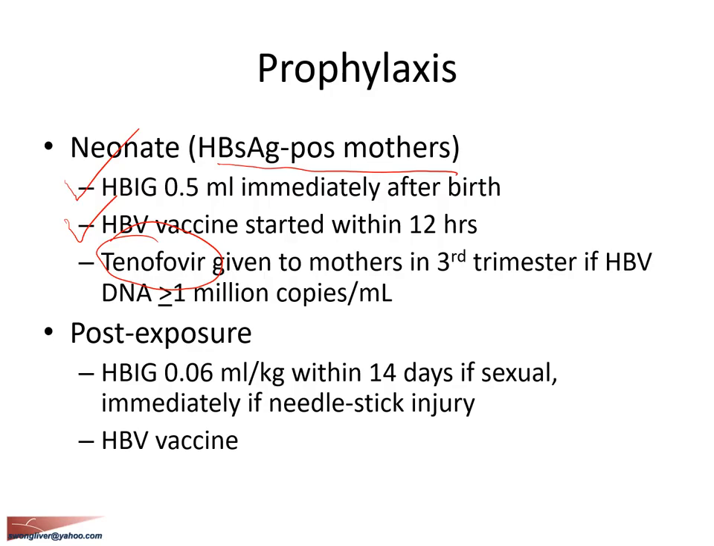Okay. Now for adult patients, post-exposure prophylaxis, you have to give both the vaccine as well as your immunoglobulin to prevent acute viral hepatitis B.